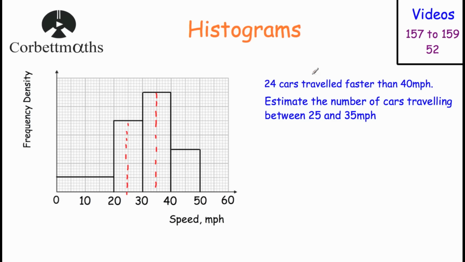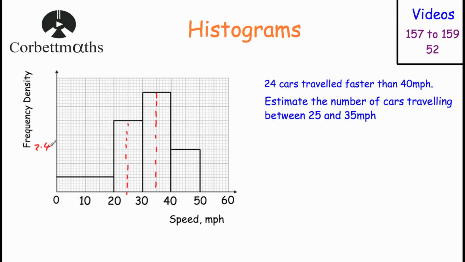The first one, because we know that 24 cars travel more than 40 miles per hour, we know that the frequency for this bar is 24. So if you do 24, the frequency, divided by the class width, we can get the frequency density. 24 divided by 10 is 2.4. So we know that the frequency density there would be 2.4.